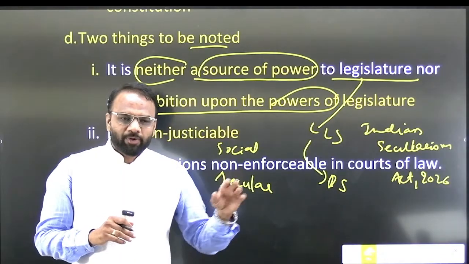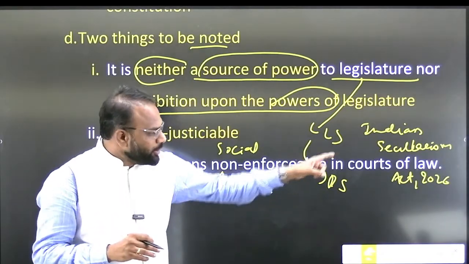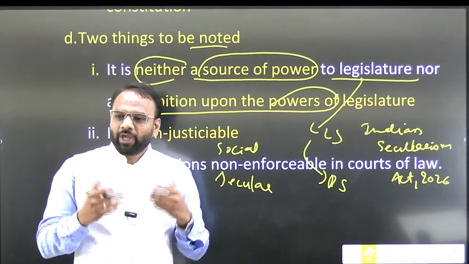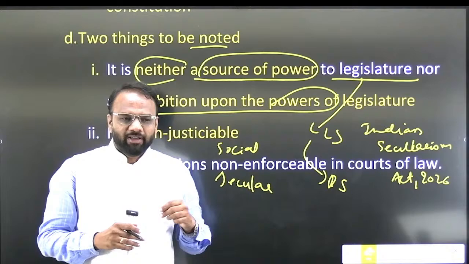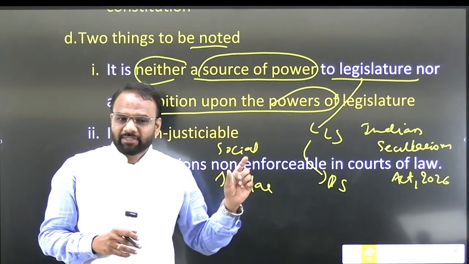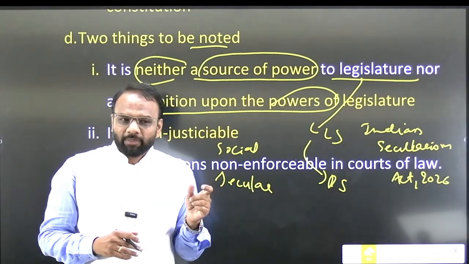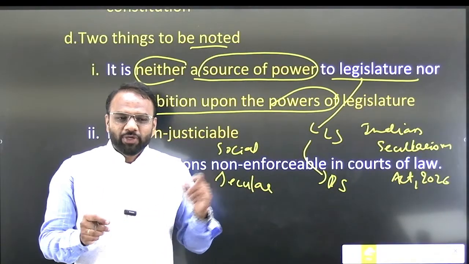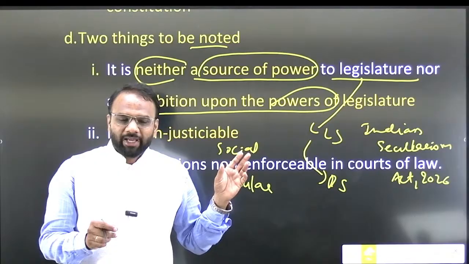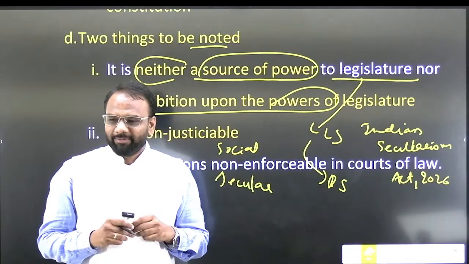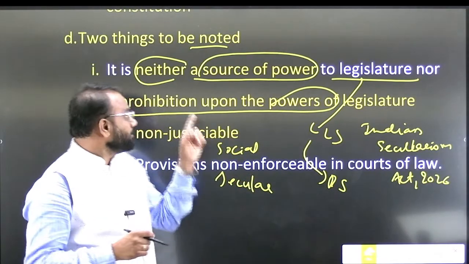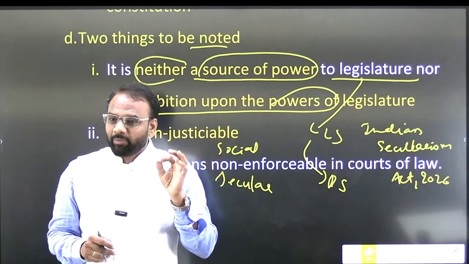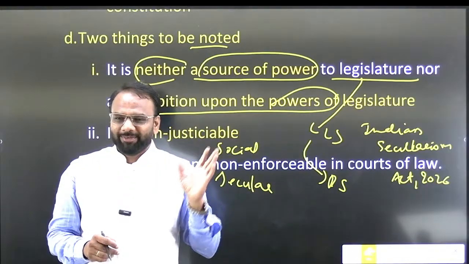Now someone asks Parliament a question. Why did you bring this law called the Indian Secularism Act? How did you bring this? Who gave you this power? Then they will say, yes, we got this power because the word secularism is present in the preamble, so using that power we have made the law. We need to understand: using the powers of the preamble, can the legislature make a law? It is neither a source of power. So the preamble cannot be a source of power to make law.